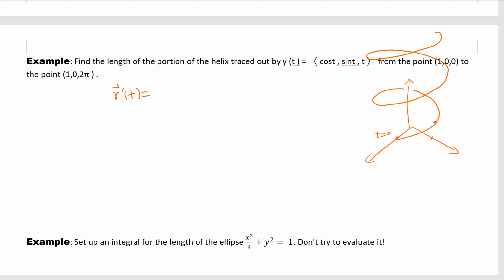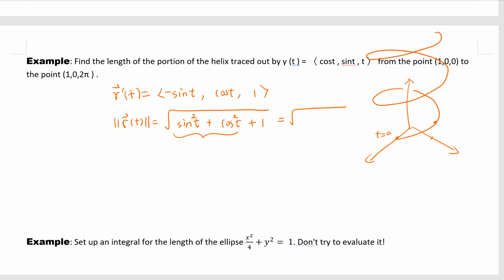So what is the velocity for it? Derivative of cosine t is negative sine t. Derivative of sine t is cosine t. Derivative of t is 1. Then what is the speed of that? Square root of sine t squared, so each component squared. So sine t squared, cosine t squared, and we have the 1, right? Well, we know sine squared plus cosine squared equals 1. So this is just square root of 2.